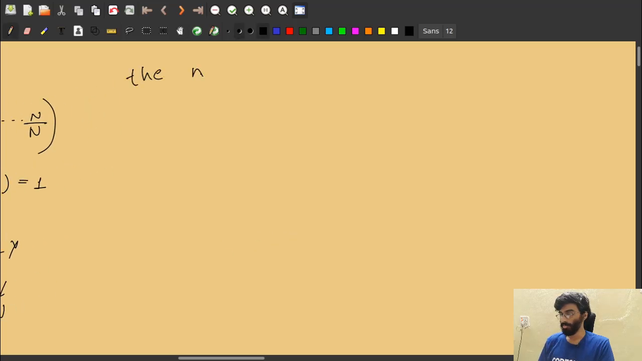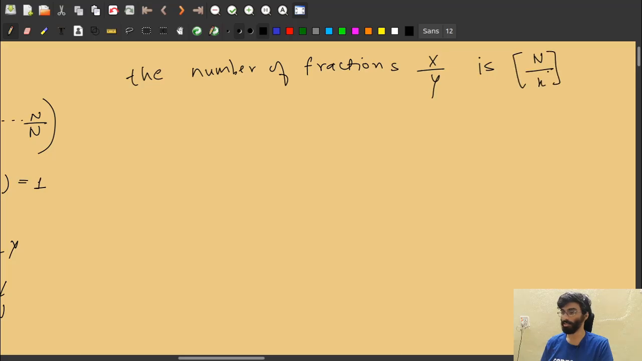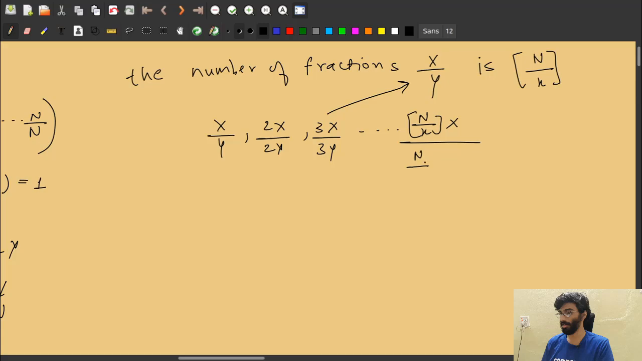So the number of fractions equal to x/y is the floor of n divided by x, because the fractions are x/y, 2x/2y, 3x/3y, and so on. All these fractions give x/y after being reduced to irreducible form, up to floor(n/x) times x divided by floor(n/x) times y.